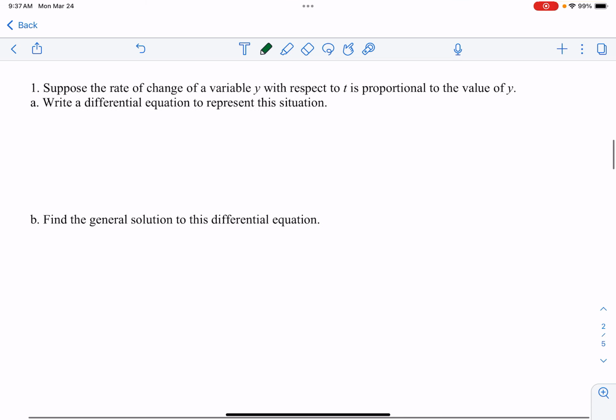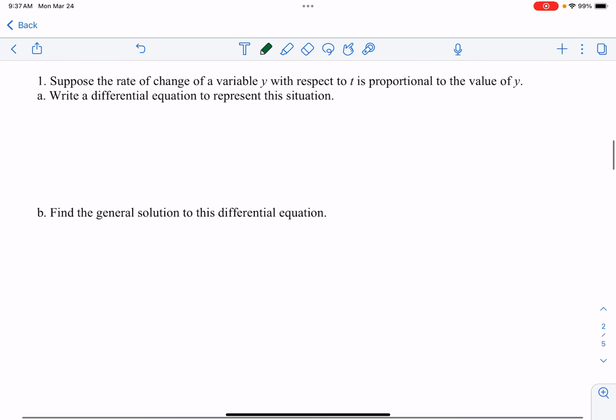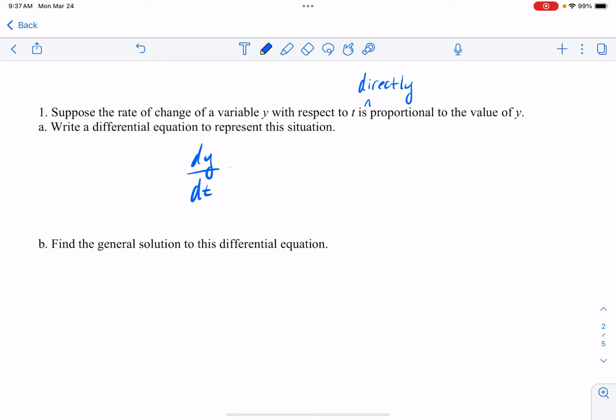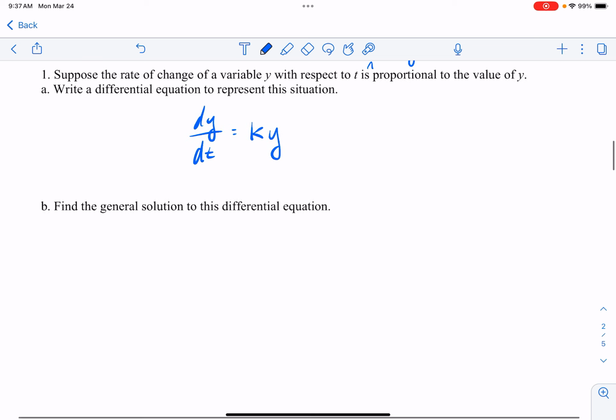All right, this one says, suppose the rate of change of a variable y with respect to t is proportional to the value of y. If it just says is proportional, we can assume that means is directly proportional to the value of y. Write a differential equation to represent this situation. Okay, the rate of change of a variable y with respect to t, so dy/dt, is directly proportional. So k times the value of y, so k times y. Okay. B says find the general solution to this differential equation.